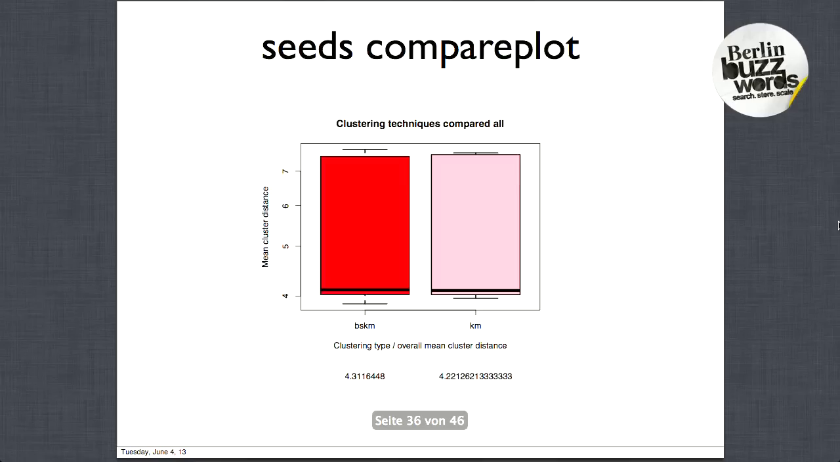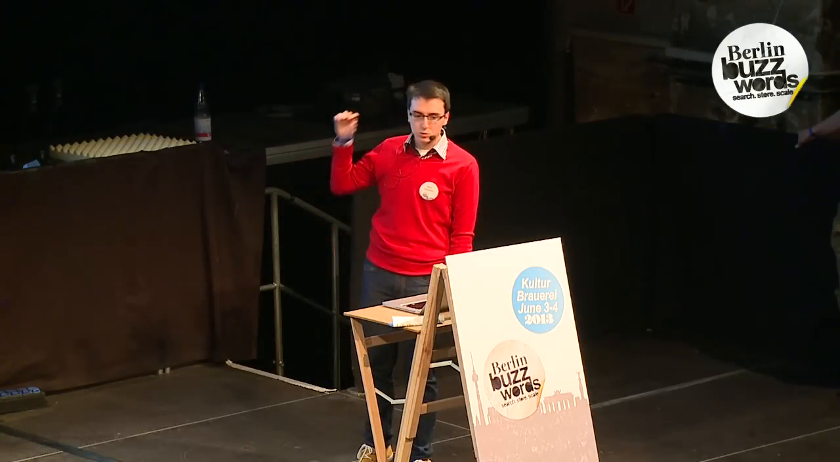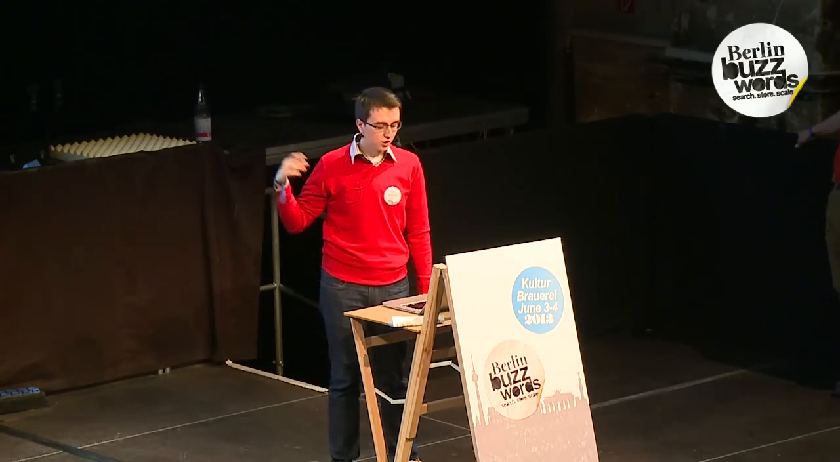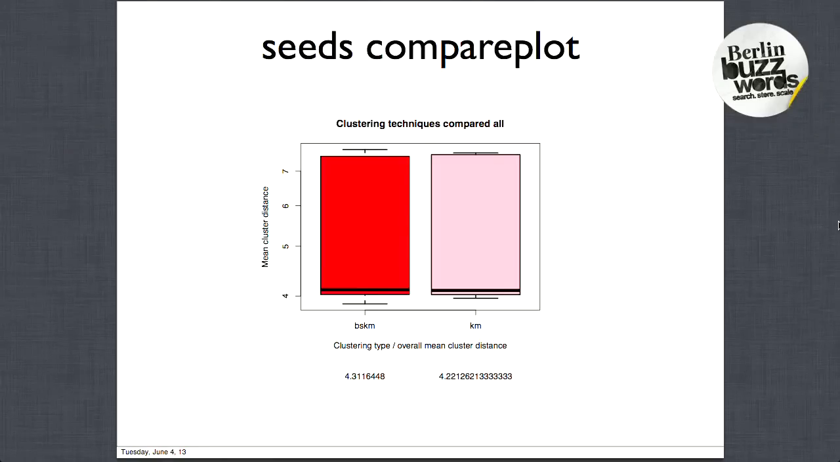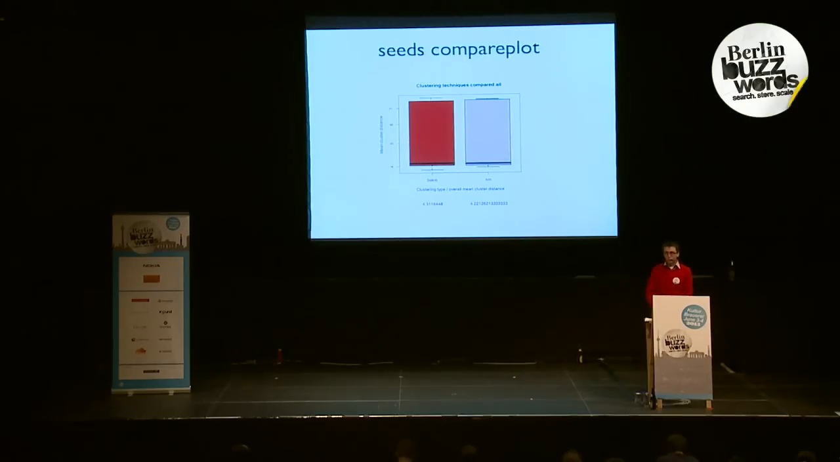Okay, then I have a box plot. This is for the seeds data set. This plots the distribution of distances within each cluster, across all of the 5 runs. The black bars are the median of that distribution. BSKM is the ball streaming k-means, and KM is the k-means. You can see that they're fairly similar, and the means are pretty much the same, 4.3 versus 4.2. So the average distance is pretty much the same, and even the distributions look fairly similar.